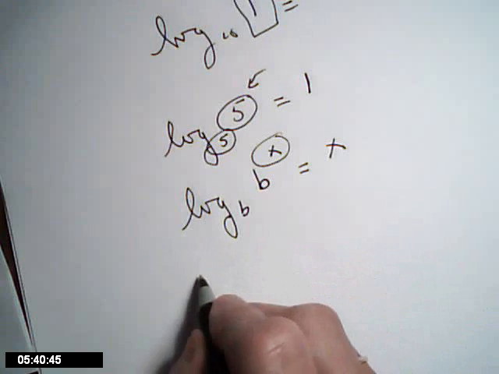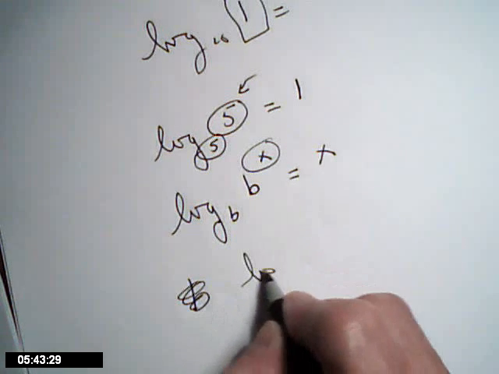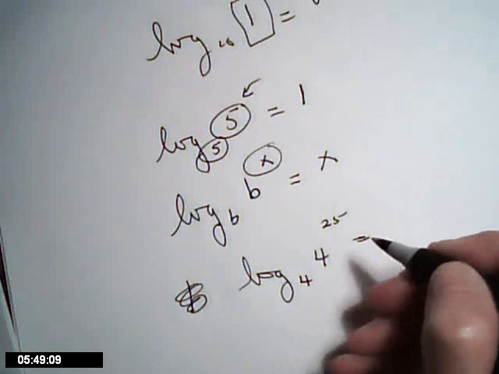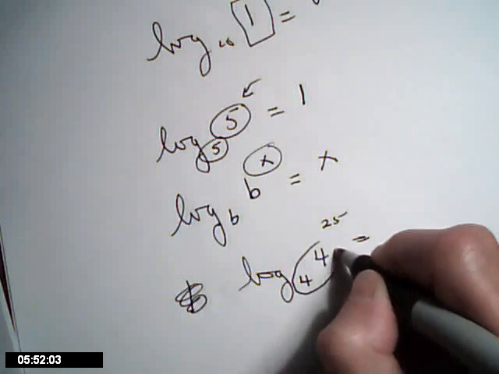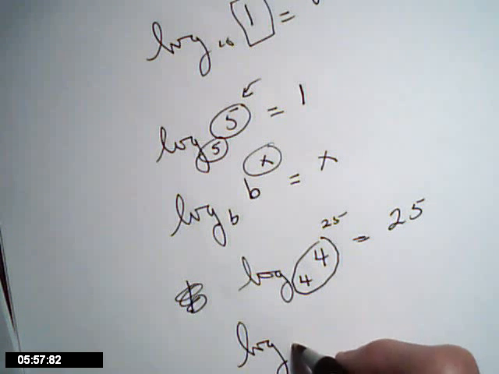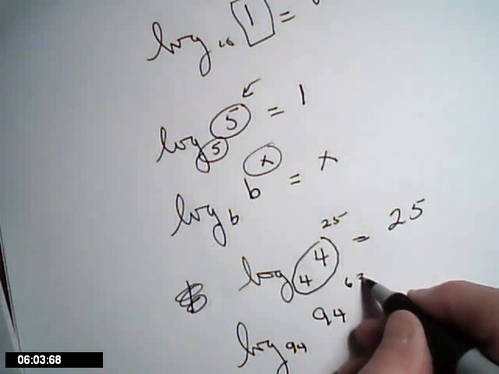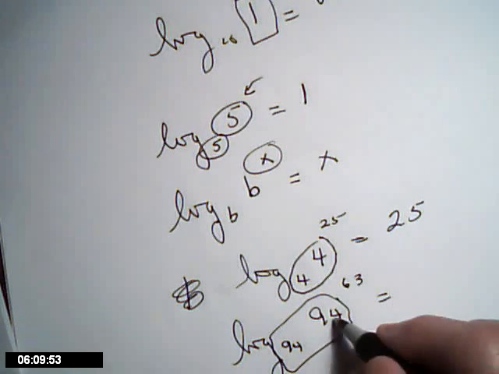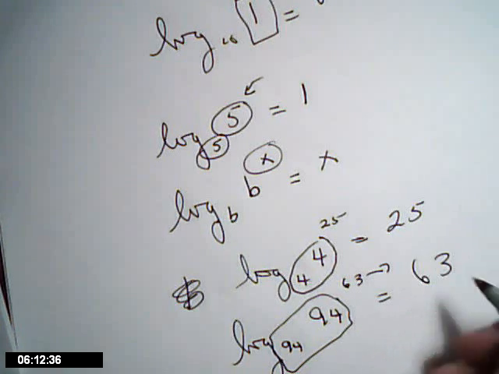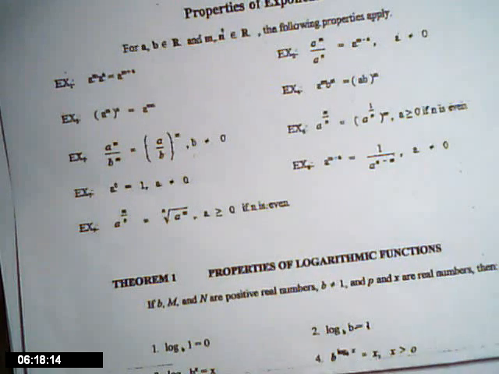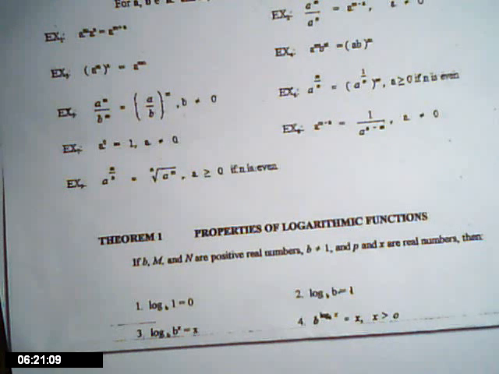So here's where you're going to use this. If I ask you what the log base 4 of 4 to the 25th is, you don't have to worry about that, because your base and your argument are alike, so that's equal 25. If I have log base 94 of 94 raised to the 63rd power, that's an awful looking problem, but as long as my base and my argument are the same, then my exponent is the result. Now, that little rule, number 2 and 3, are going to be really used as we begin working with logarithms.